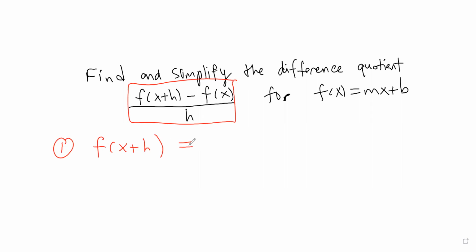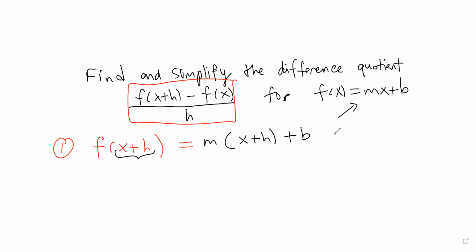And that just means that we're going to take this input and plug it into the function. And this is our function right here. And we're going to just place it for x. So x plus h is going to be placed for x in the function. So that will be just m times, I'm putting x plus h in place of x, and plus b.